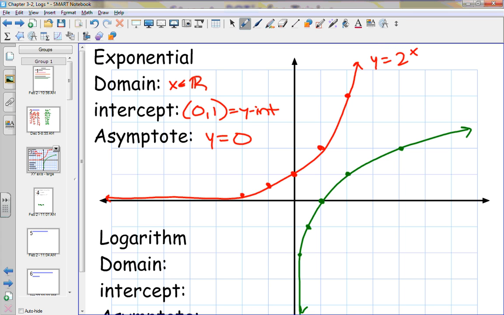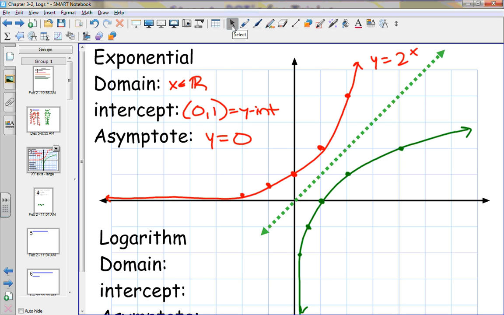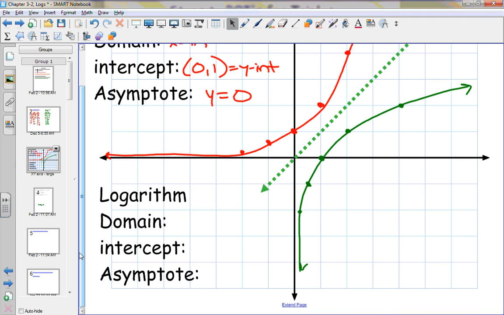Now, these are supposed to be reflections over what line? Y equals x. So here's my line y equals x. Do we all see that? Are they reflections over the line y equals x? They absolutely are. Are they one-to-one functions? Yes, they absolutely are. Now my question to you is, what's the domain of my logarithmic function?